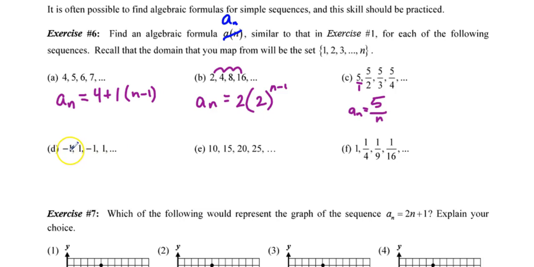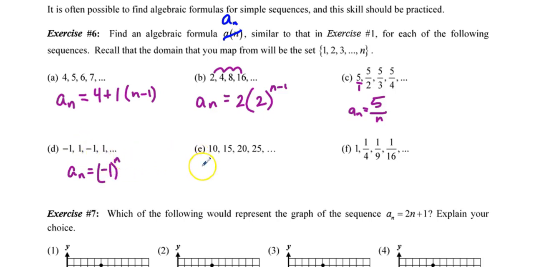Next one, this is kind of a tricky one. The signs are oscillating. Negative, positive, so the first one has to do with an exponent, right? So think about it. All right, well, let's say the first one has to be a value of 1 as n. So would that get me what I want? Well, yeah, that would come out to be a negative 1, and the next one would be negative 1 squared, so it would be positive. The next one would be negative 1 cubed, so that would be negative again.